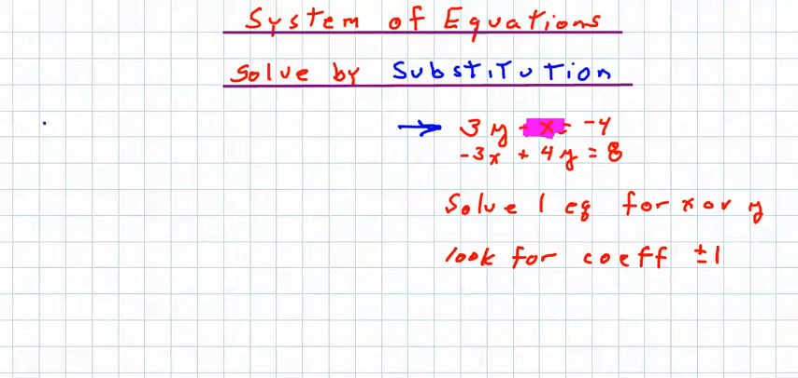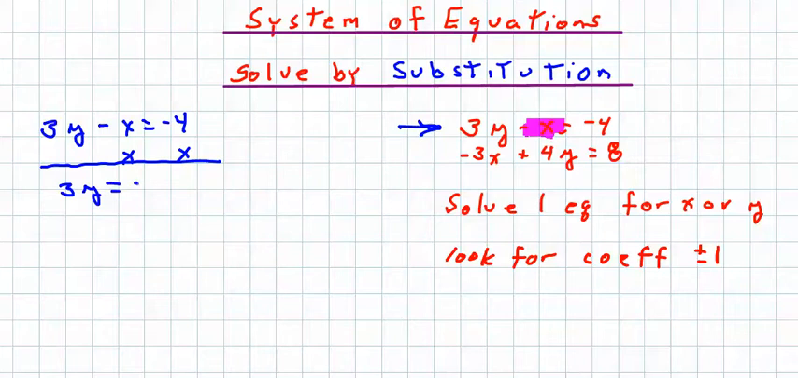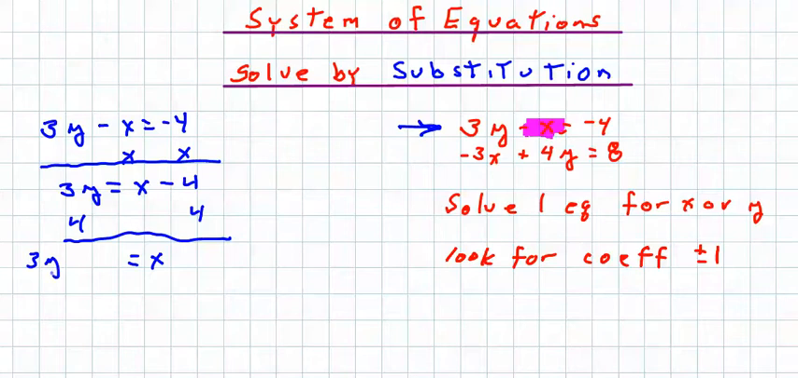So I have 3y minus x equals negative 4, and I want to get x by itself. So I'm going to add x to both sides, and then I have 3y equals x minus 4. Add 4. It doesn't matter if x is on the right or the left side. I get x equals 3y plus 4.